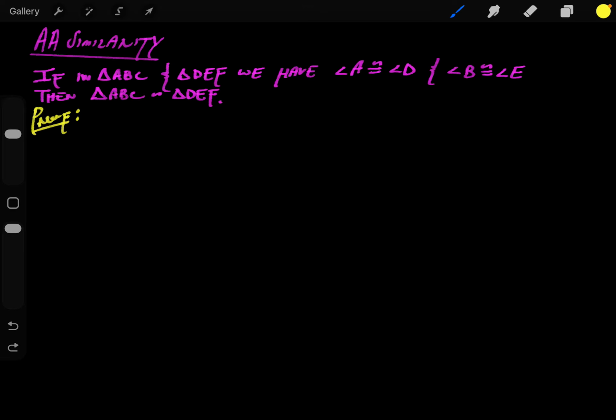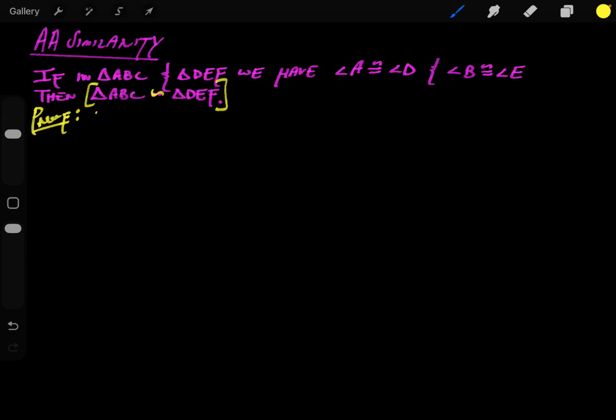Okay, so we're going to show angle-angle similarity. We have two triangles, and two angles in one triangle are congruent to two angles in the other triangle. We need to then show that the triangles are similar. Now, to do this, we need to understand what similarity actually means. What similarity means is that all the angles are congruent and the sides are in proportion.